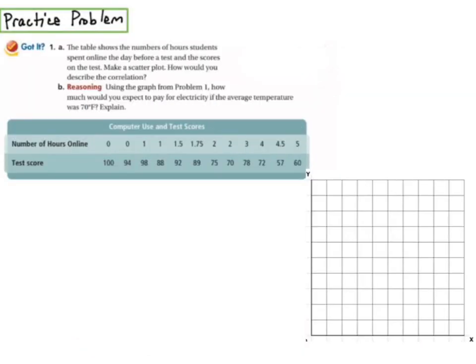So we go back here. So the answer to question B would be right around $170 if our temperature were 70 degrees Fahrenheit. And we can use that.